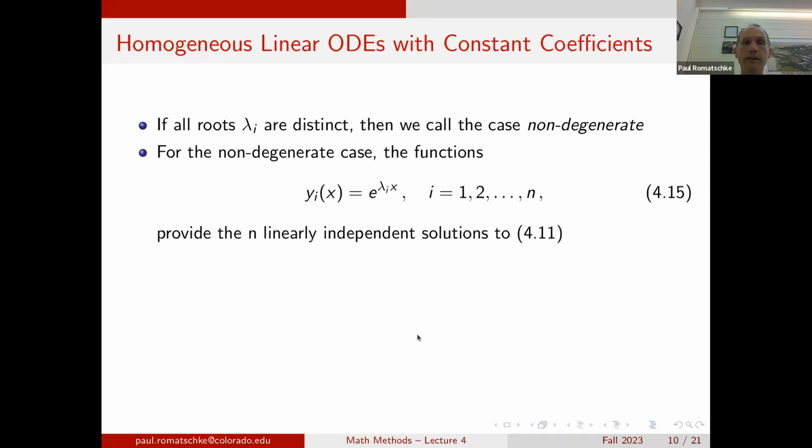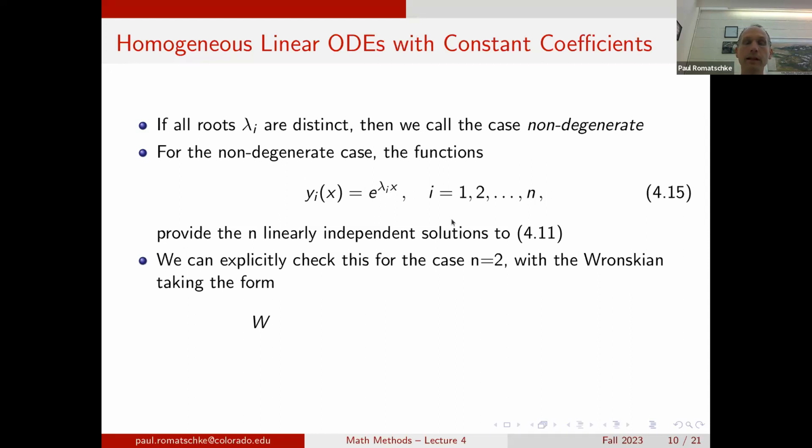In this case, the functions that we get are the exponents of these various roots, y_i of x is e to the lambda_i times x. And the claim is that we can find all the linearly independent solutions of the homogeneous linear ODE with constant coefficients as these particular y_i's.